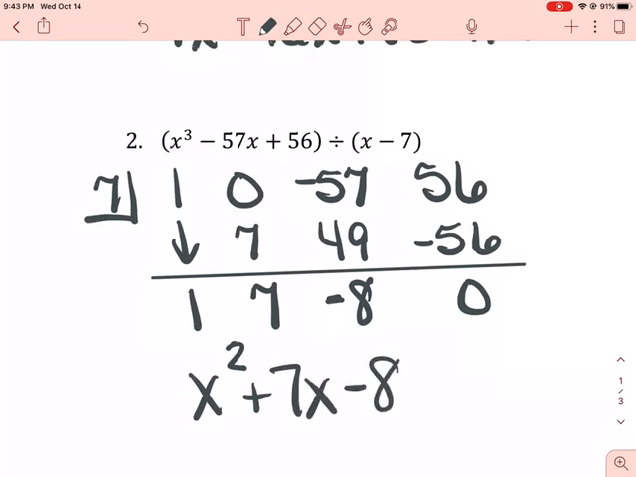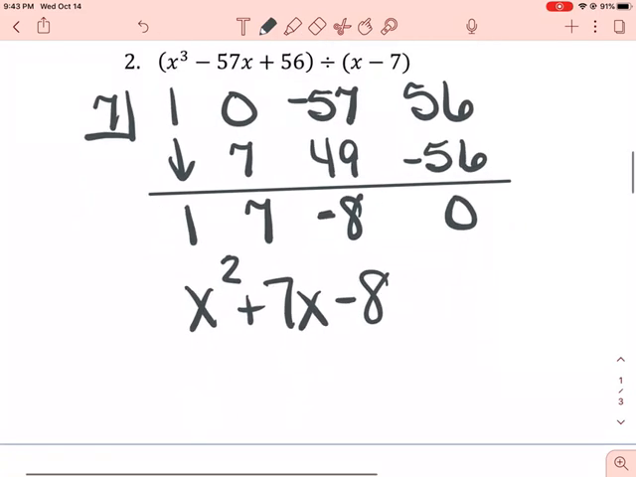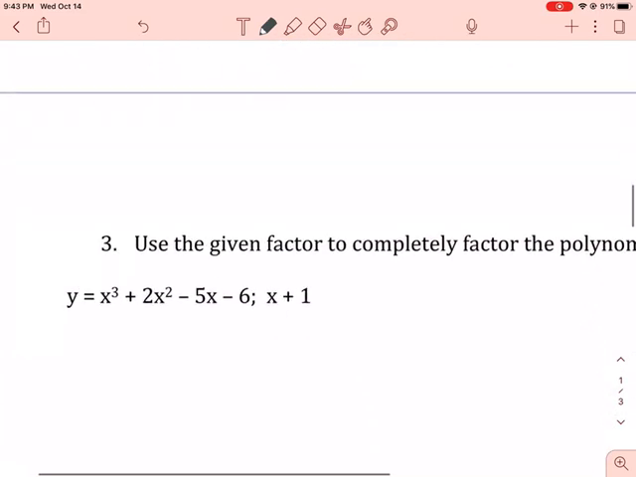Now, if there's no remainder, like we talked about with long division, that means that x minus 7 is a factor of x cubed minus 57x plus 56, which means 7 is a root. It's a place where the graph crosses the x-axis. Okay? All right. Let's try another one.